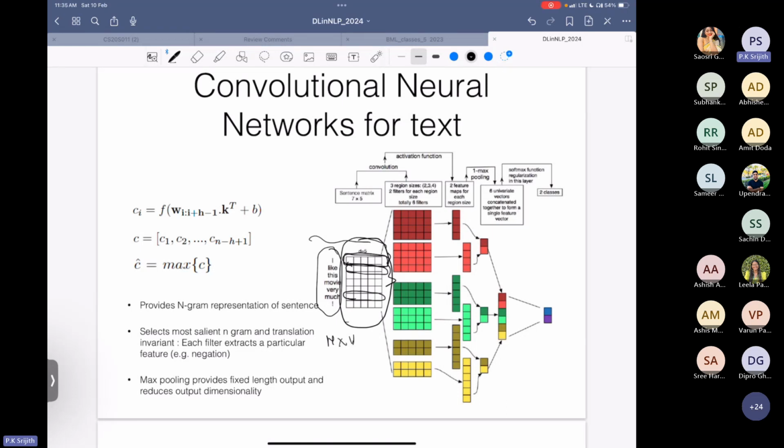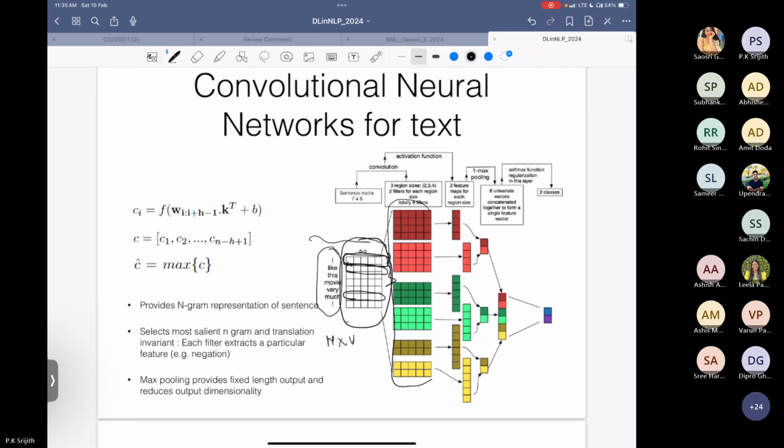They consider different sized filters like 2 cross V, 3 cross V, 4 cross V. A 2 cross V filter can be seen as going over every consecutive two words in the sentence and trying to extract some feature out of it. And 3 cross V filters can be seen as going over every three words in the sentence and trying to extract some feature out of it. Similarly, 4 cross V looks at a context of four words at once and tries to extract some feature out of it. So this is what you have here.